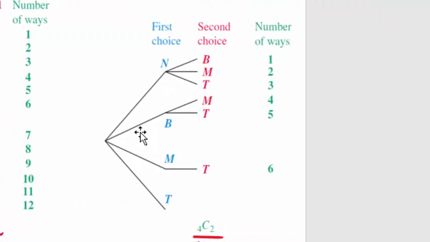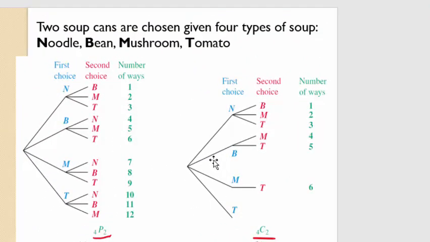Over here on the combination side, if the first choice is noodle and the second choice is bean, that's counted as one way. But if the first choice is bean, you'll notice there's no choice here for noodle because you've already counted that up here. So bean then noodle is not counted because if you switch the 2 around, it's considered the same sequence. So 4 permutations choose 2 cans is going to be 12 ways, and 4 combinations choose 2, there's actually only 6 ways because all the duplicates are divided out.